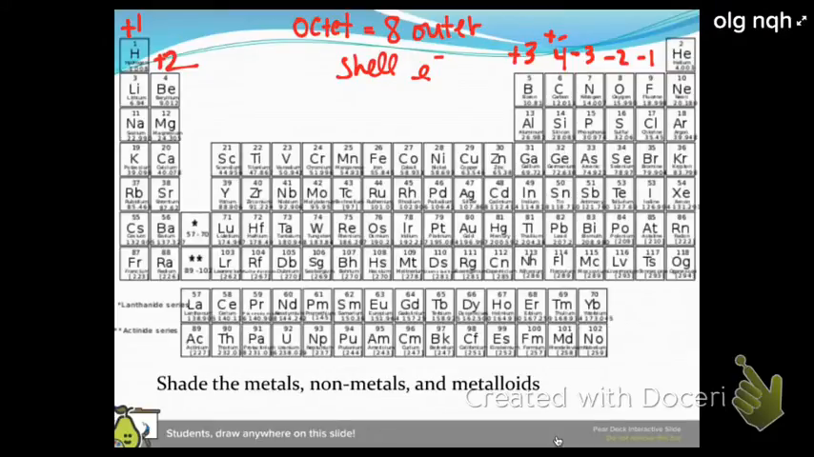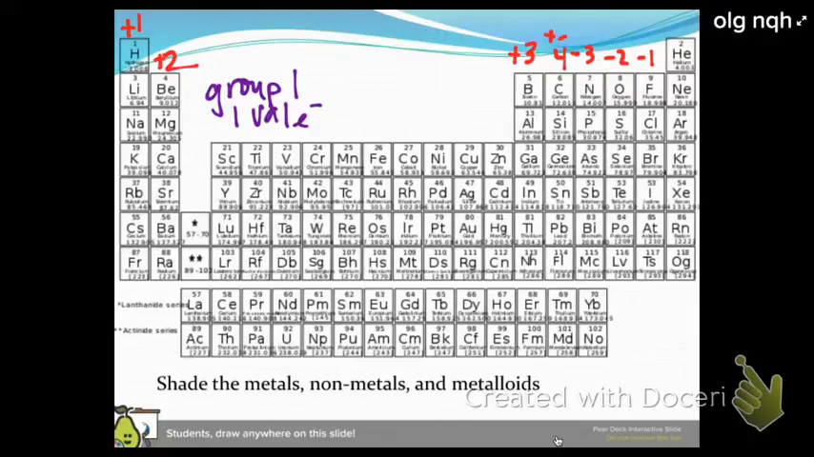Okay, so now I want to talk a little bit about where these charges come from. How are these charges brought about? How do we know what an element's most likely charge is? So let's look at group 1. We know that group 1 always has 1 valence electron. Agreed? So if I look at an element in group 1, let's say lithium.